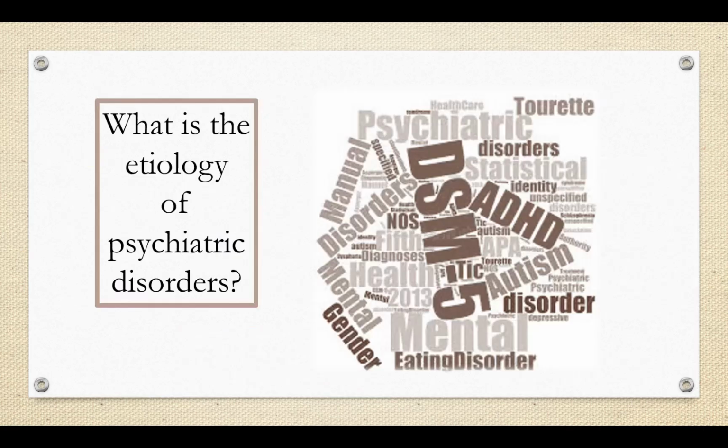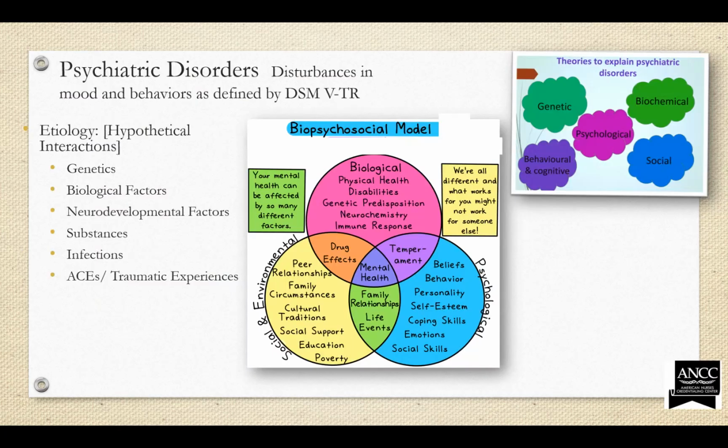So, what is the cause of psychiatric disorders? It's hypothesized that genetics, biological factors, neurodevelopmental factors, psychological factors, substances, infections, and trauma cause psychiatric disorders. Today, the most commonly accepted cause is what we refer to as the biopsychosocial model. This is the integration of biological factors, social factors, environmental factors, and psychology.